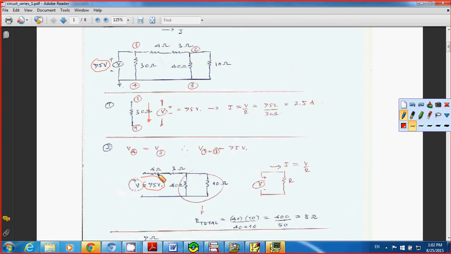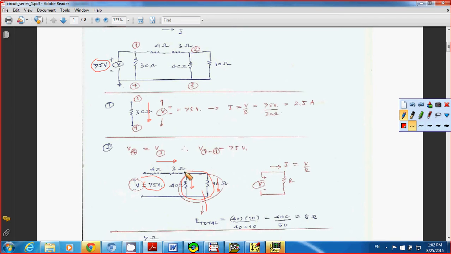And you redraw the circuit here. You have 4 ohms, you have 3 ohms, and you have a 40 ohm resistor in parallel with the 10 ohm resistor. And next step, you want to calculate the current flowing through the 4 ohm and 3 ohm resistors, and also the current flowing through the 40 ohm resistor and 10 ohm resistor here. So what I did is just specify R total of the 40 ohm resistor in parallel with the 10 ohm resistor, and that means you multiply 40 by 10 and then divide by 40 plus 10, and that gives you 8 ohms.